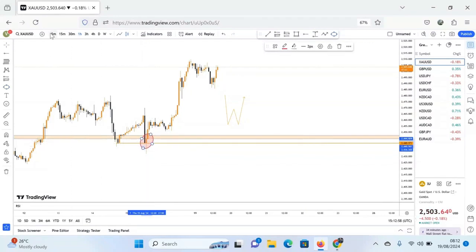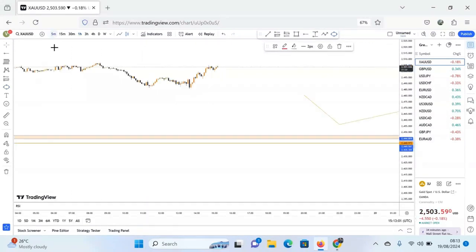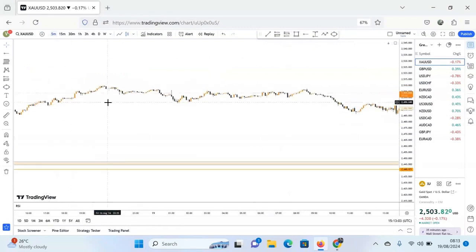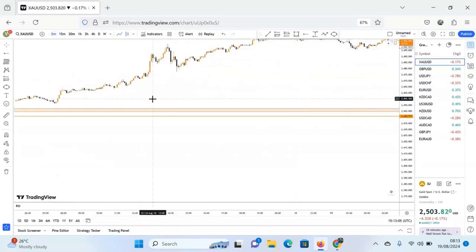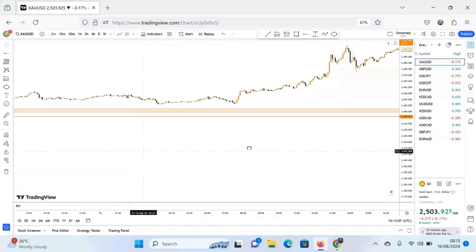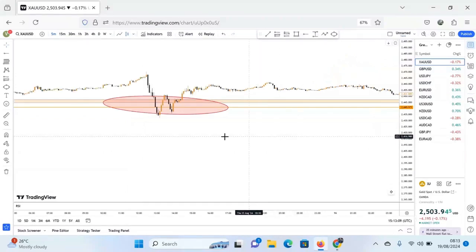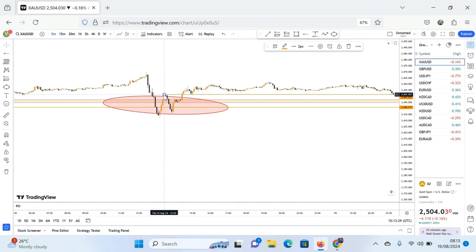Then you go to 5 minutes. Now let's check that particular zone. If you go to 5 minutes now, you see the second leg, the price moved down, then created a high, retested back. This is like a shift of structure, but here you break the structure, then retest on it. If you mark this level, once you see this type of leg, you will enter.